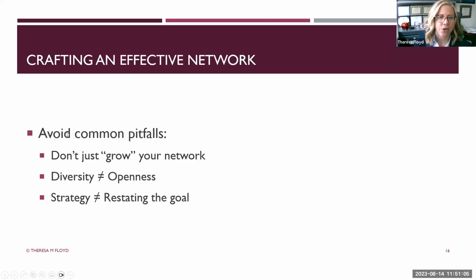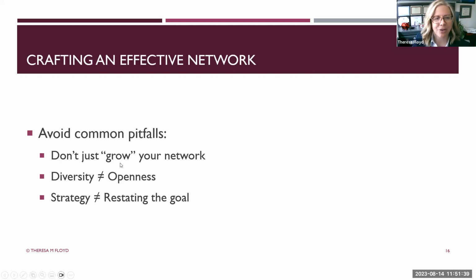All right. So sometimes when people set network goals, they say, I want to grow my network. That's not enough. It's often true that we need to add new ties to our network, but I want you to think about as you're adding ties that they're achieving specific goals for you. Are you adding ties that will help increase your openness or diversity? Are you adding ties that will provide resources that you don't currently have, like finding a mentor to help you in your career? So don't just grow it.